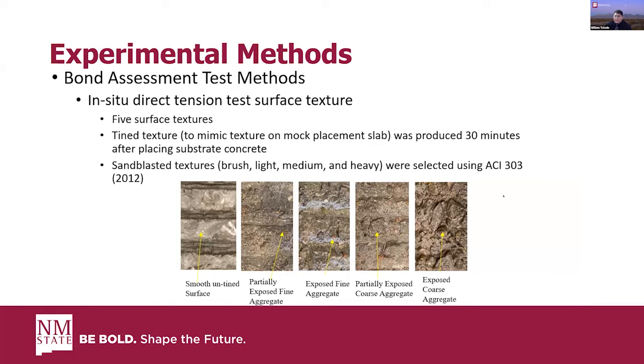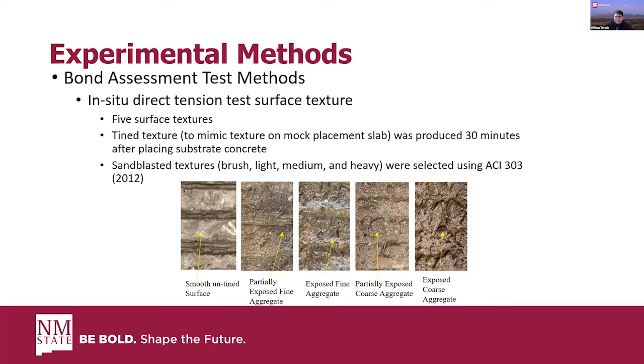Okay, and in the study, we want to perform tests on surface textures, specifically surface textures that provided a degree of aggregate exposure. So we used 5 surface textures, and as a beginning, we used the tine texture to mimic texture on a mop placement slab, which was produced 30 minutes after placing new substrate concrete.